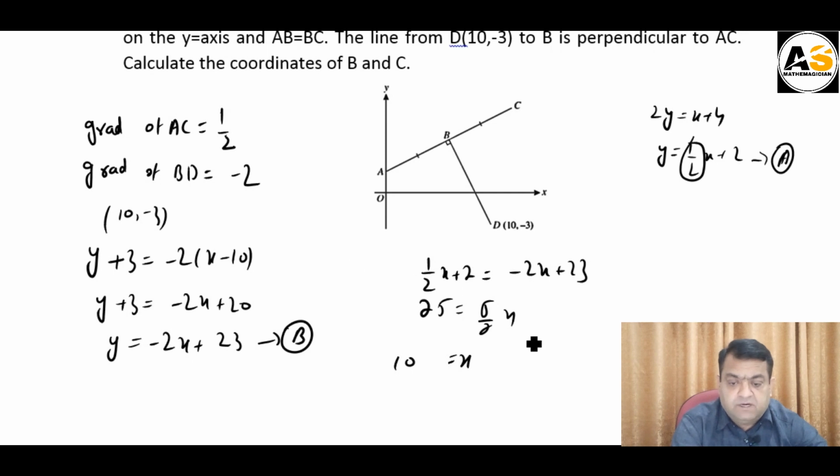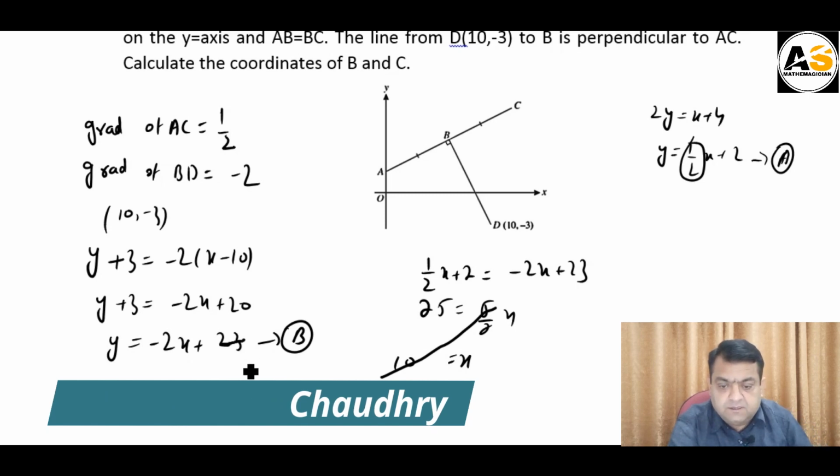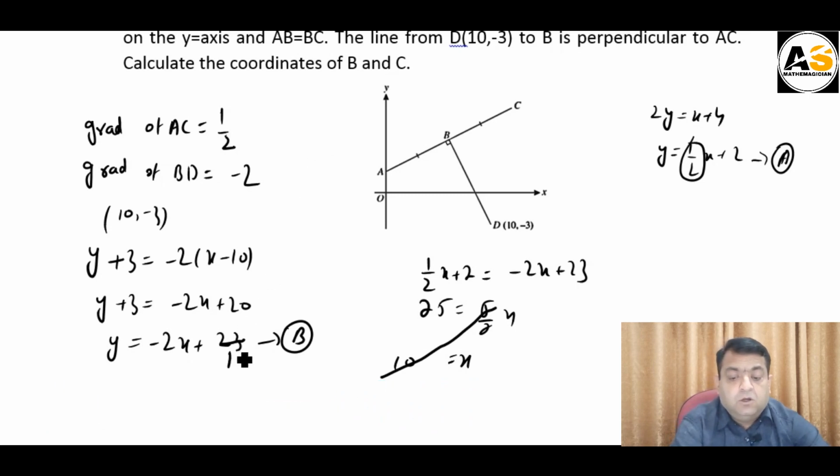I think something went wrong. This is 23. This will be y is equal to 1 by 2x plus 2 and y is equal to... this is actually 17. This is a mistake over here. So I will make it 17.